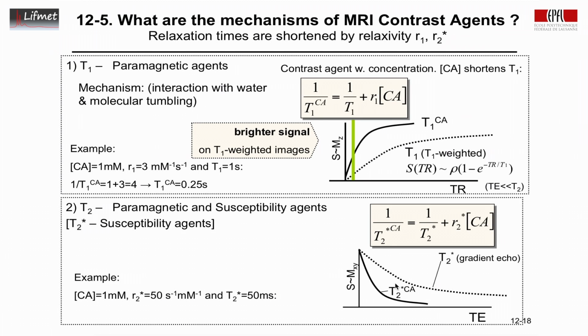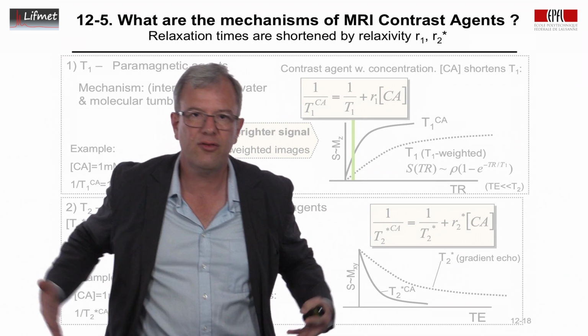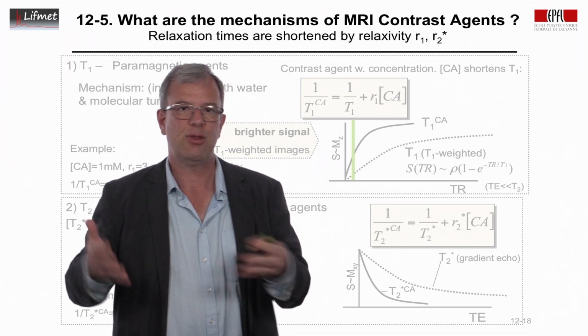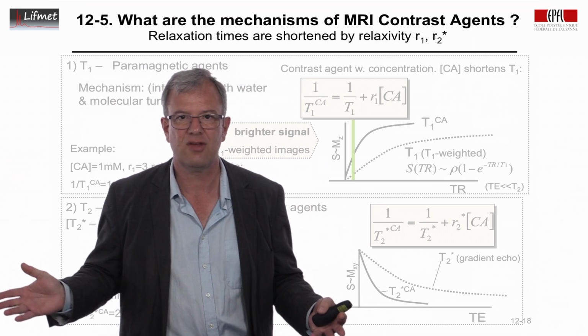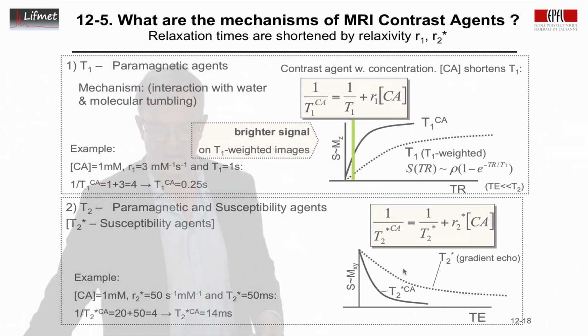To give you an idea, we take again a contrast agent concentration of a millimolar, a typical relaxivity of 50 per second per millimolar, and a T2 star of 50 milliseconds. With this concentration, we calculate that the T2 star is now 14 milliseconds. So we go from 50 milliseconds to 14 milliseconds. Now imagine what happens. You're measuring at a TE of 50 milliseconds. Now the contrast agent comes in at a concentration of a millimolar. The T2 star is reduced to 14 milliseconds. At the TE of 50 milliseconds, you no longer have a signal. So while you were optimal in the absence of the contrast agent, now the signal has decayed.